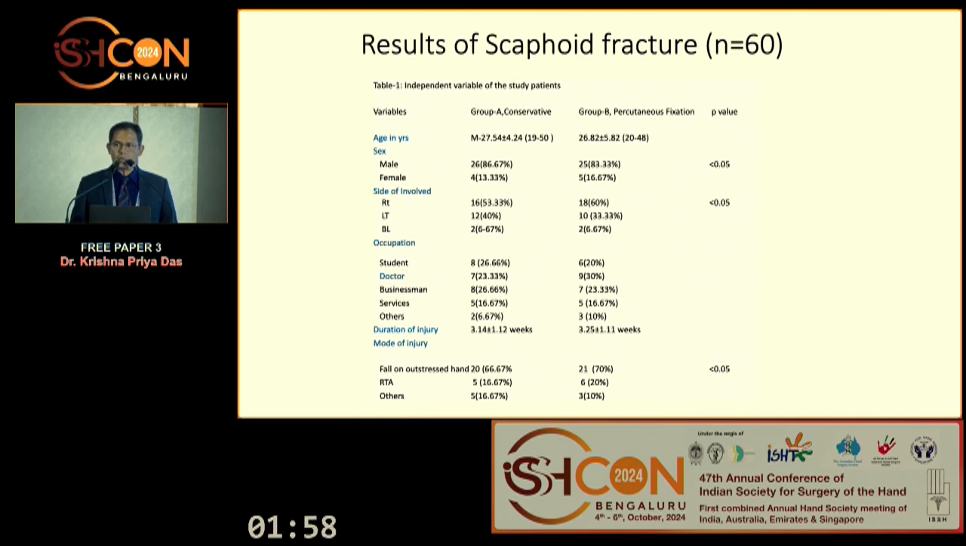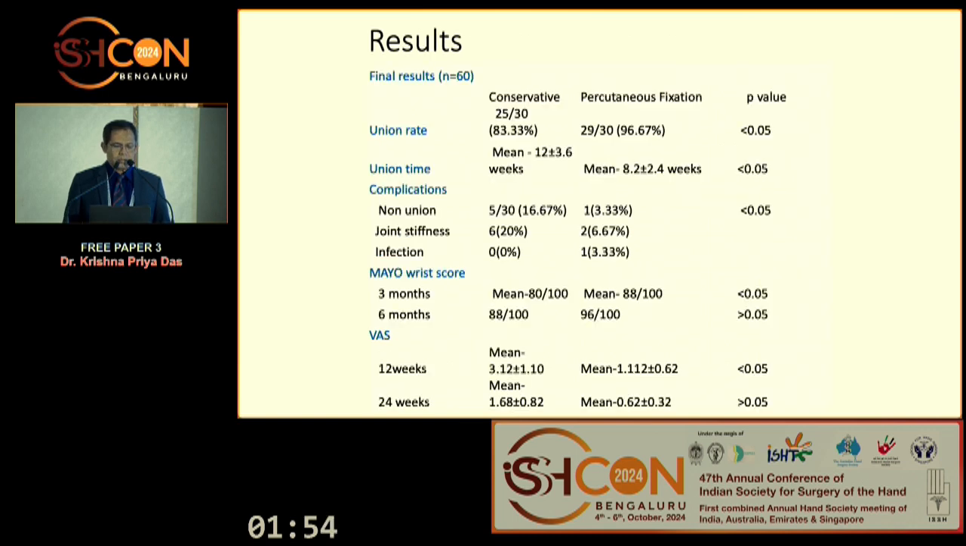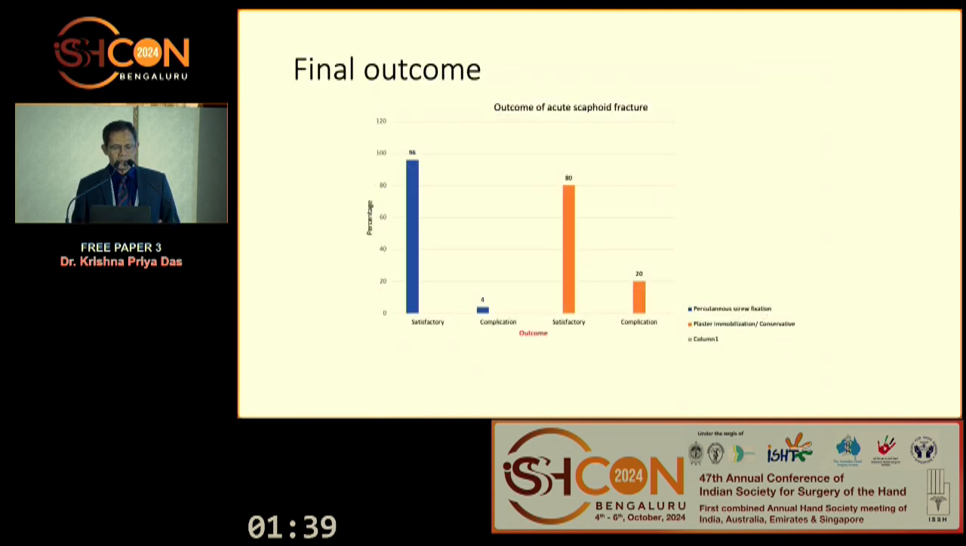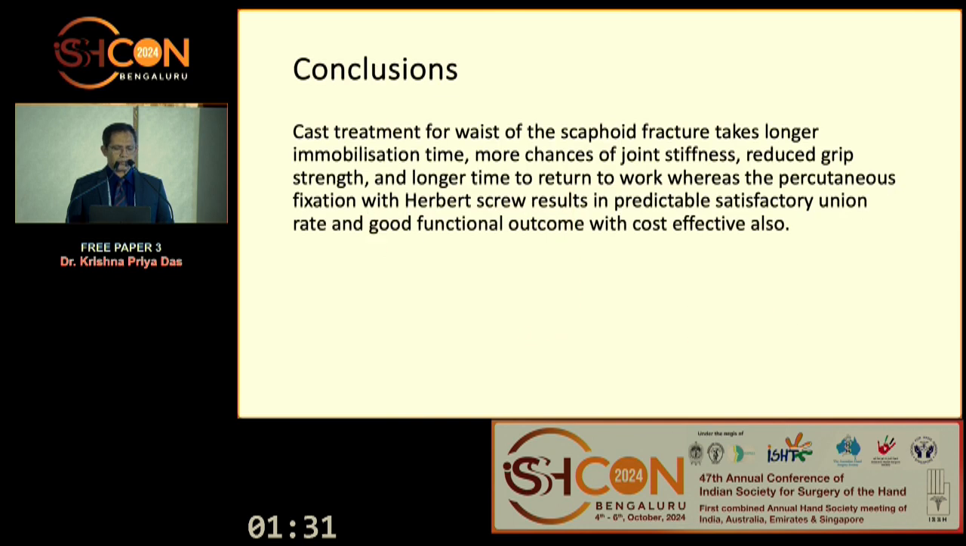In the two groups, there is no epidemiological difference between the groups, but in the results, the union rate, union time, complications, Mayo wrist score and VAS score are better in the percutaneous fixation group, and it is also statistically significant. This is the final outcome. We achieved a 96% satisfactory result in the percutaneous screw fixation group, but 80% in the conservative group.